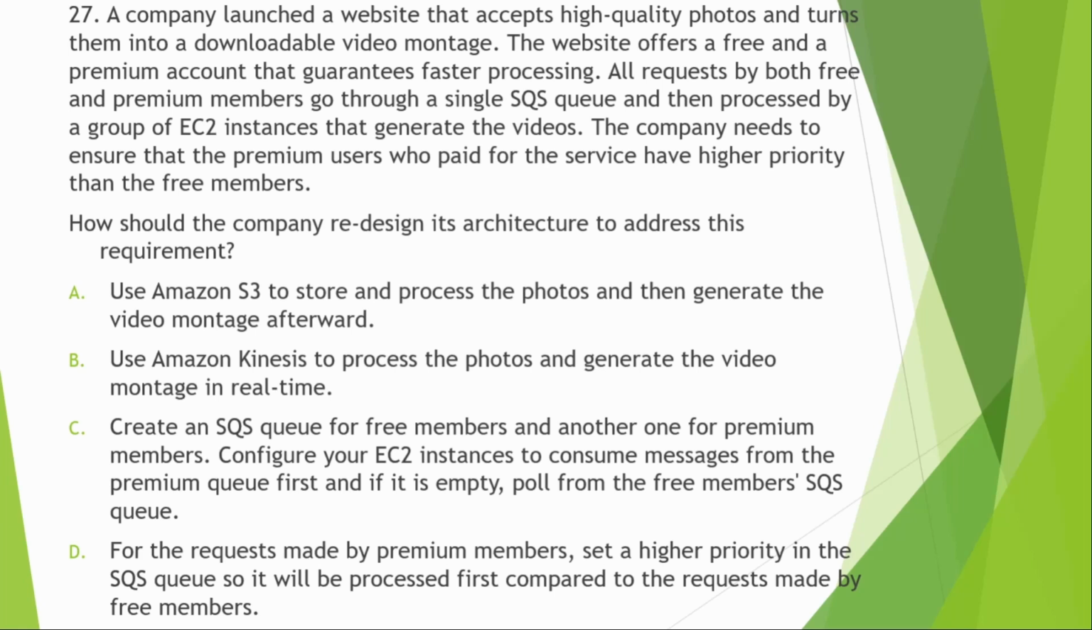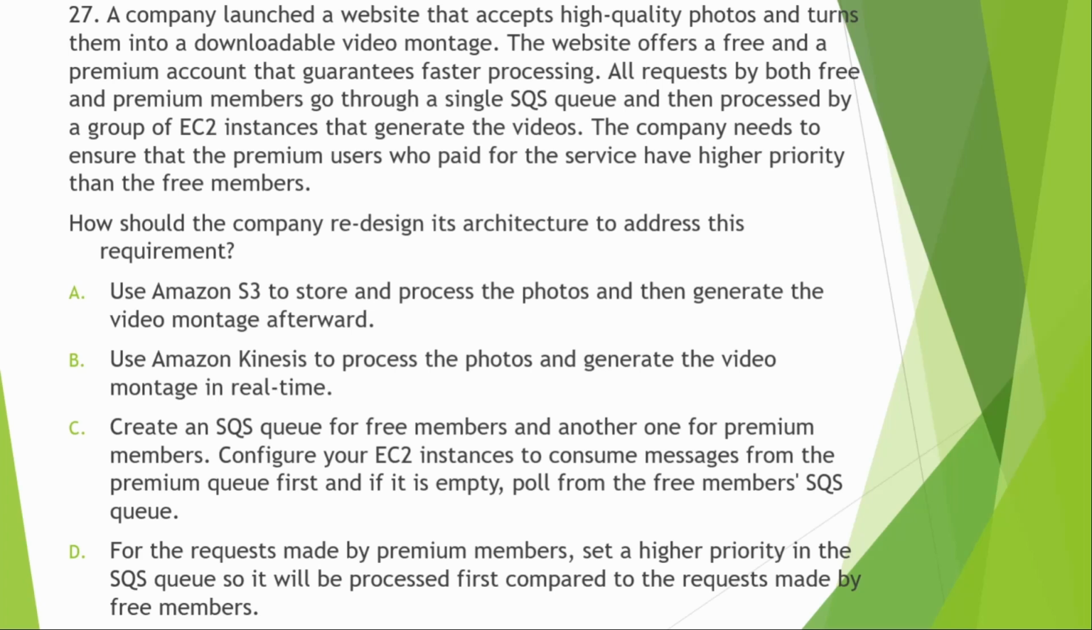Create an SQS for free members and another one for premium members. Configure your EC2 instances to consume messages from the premium queue first, and if it is empty, poll from the free members SQS queue. So this is a correct way. Okay, why it is a correct way? So we'll see that when you have SQS, so what is SQS? It is a fully managed message queuing service. Okay, so it eliminates the complexity. You can send, you can store, you can receive messages, and you don't have risk of losing messages.